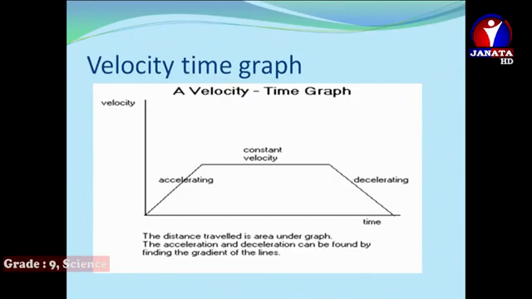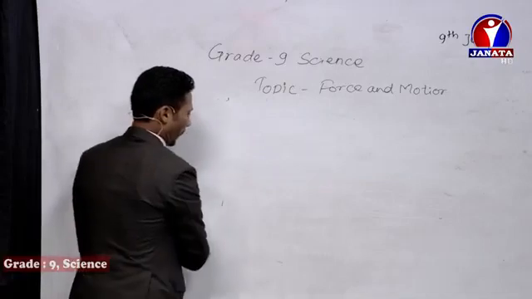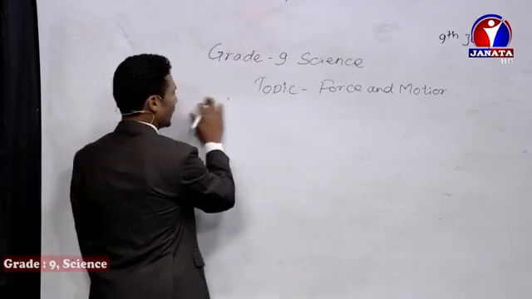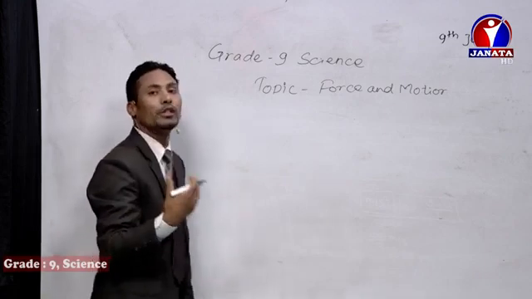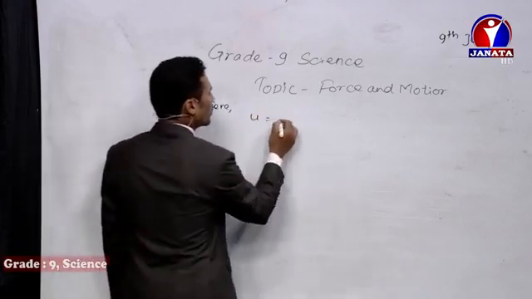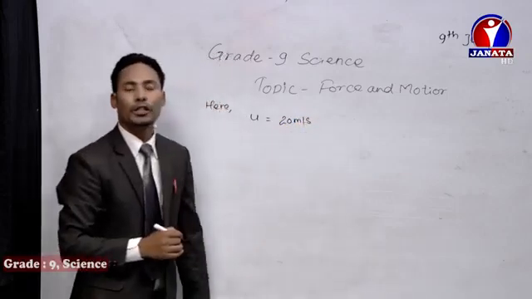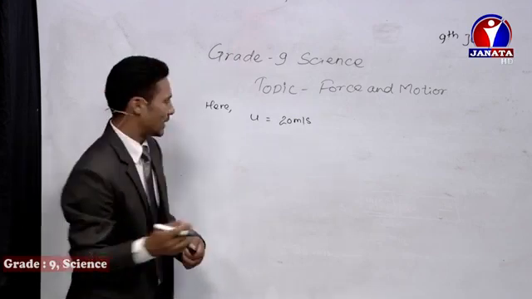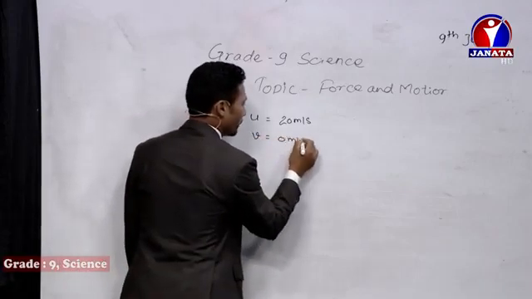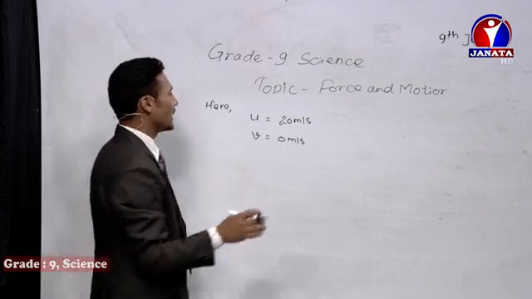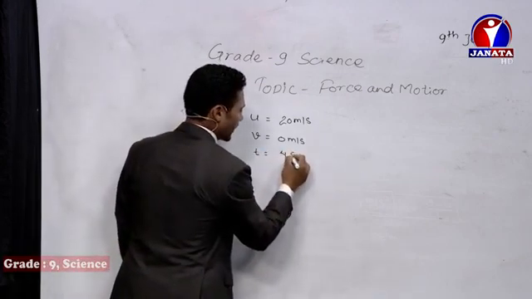Let me give an example for retardation, and see how it is negative. Suppose a car is moving with a velocity of 20 meter per second. That is the initial velocity, so u equals 20 meter per second. If we apply the brake on the car, it finally comes to rest, that means v equals 0 meter per second. Retardation means decrease in velocity. Let's say the time taken is 4 seconds.